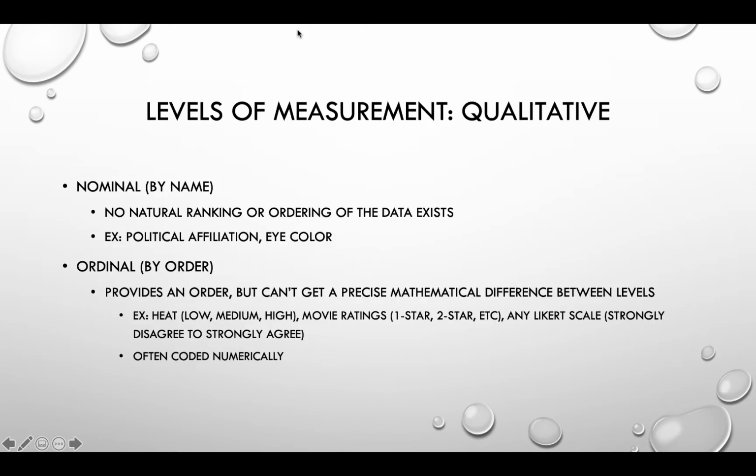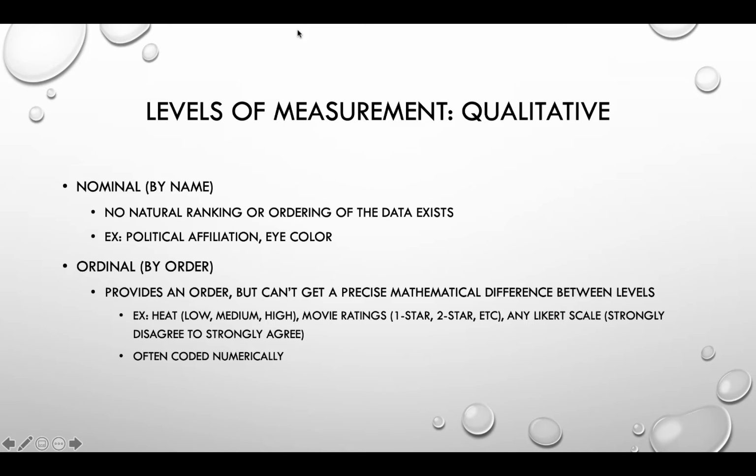All right, there are two levels of measurement within qualitative data. One is nominal and the other is ordinal. Nominal is whenever it's the name of something. The key here is that there's no ranking or ordering to the data. If you take, for example, political affiliation, there's no order to Democrat, Republican, Independent. There just are three labels. Same with eye color. There's no ranking or ordering to them.